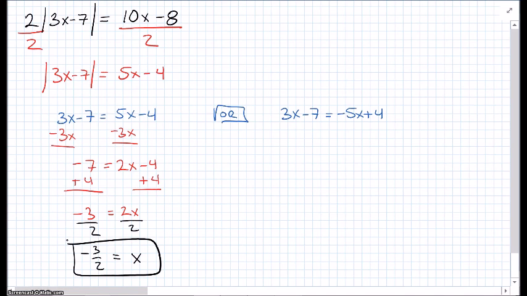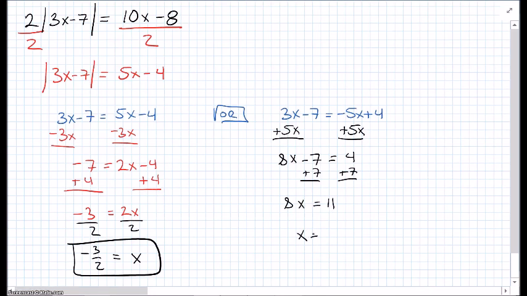All right. Or, let's check the next side. I'm going to add 5x to each side. I'm going to get 8x minus 7 equals 4. I'm going to add 7 to each side. So I'm going to get 8x equals 11. Divide each side by 8. I'm going to get x equals 11 over 8.